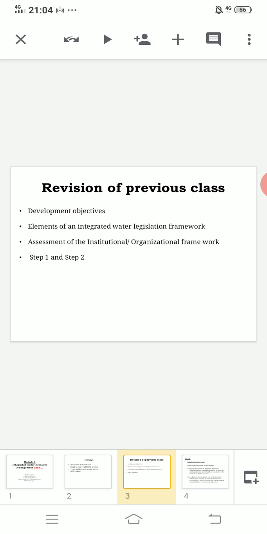And in step 2, stakeholder selection was done, including water users, water policy makers, and water service providers, which are all involved in water consumables as well as non-consumables. This is all about the previous class.